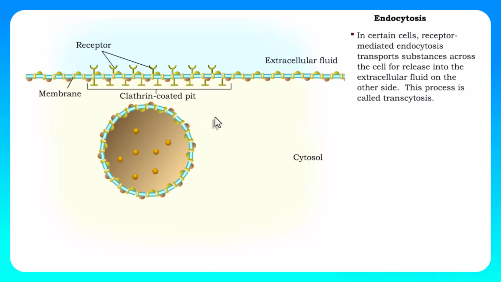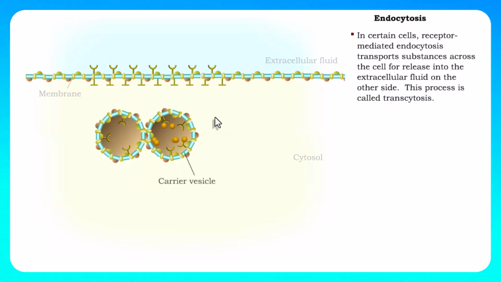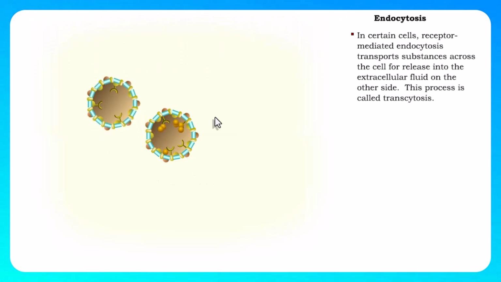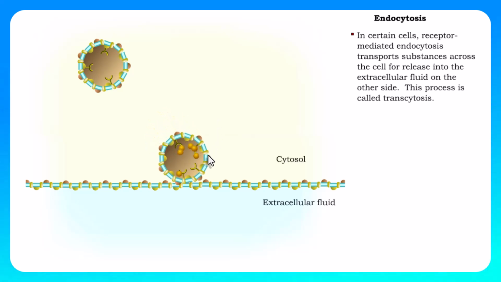Transcytosis is a process common in endothelial cells of blood vessels. In this process, the carrier vesicle transports substances from the blood across the cell, where it releases its contents into the extracellular fluid of the interstitial fluid.